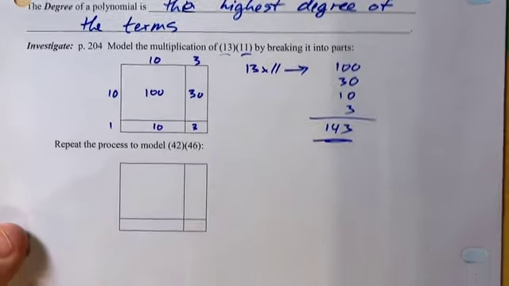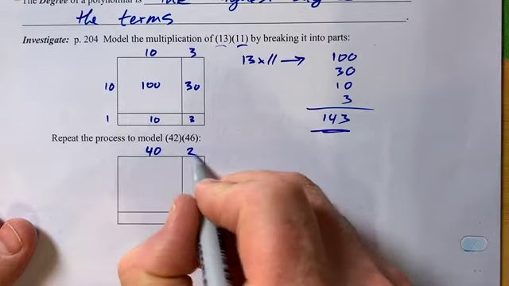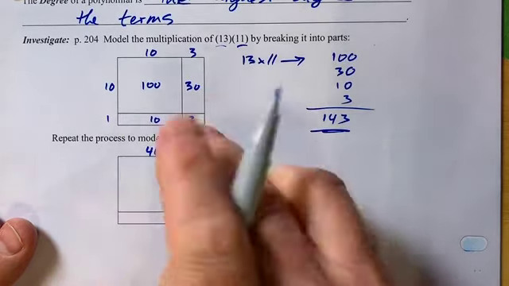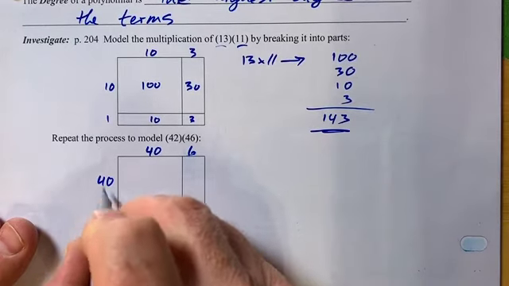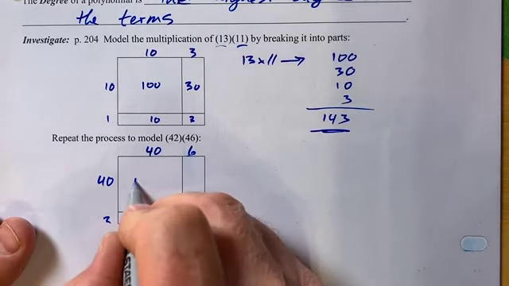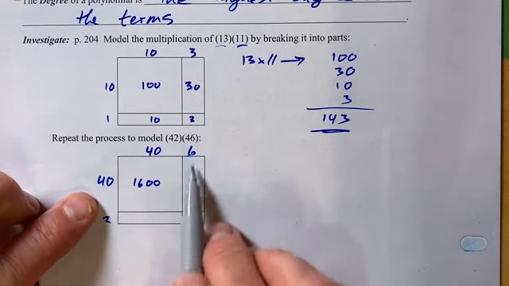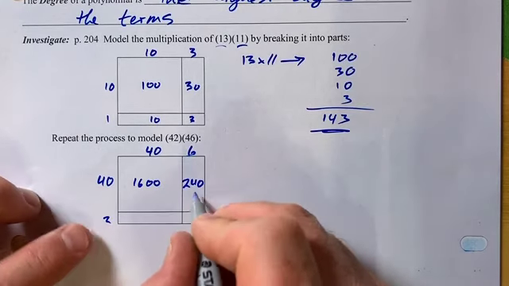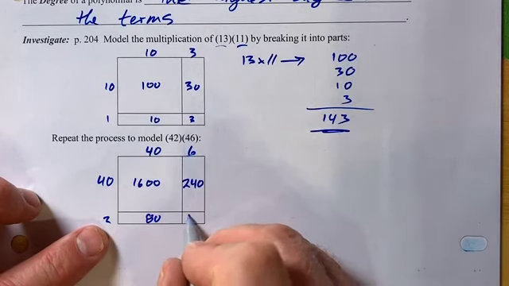Okay, let's try it again. Let's go 42 times 46. So it's 40 and 2. Actually, you know what? I should make that one 40 and 6. And I'm going to make this one 40 and 2. 4 times 4 is 16 with 2 zeros. Yeah, 40 times 40. There we go. 40 times 6 is 240. 40 times 2 is 80. 6 times 2 is 12.